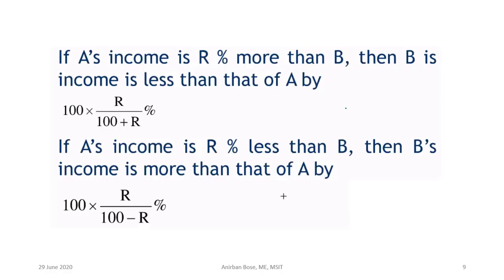Now see another formula, which, if you can remember, will help in some of the problems. If A's income is R% more than B, then B's income is less than that of A by R by (100 plus R) into 100%. Similarly, if A's income is R% less than B, then B's income is more than that of A by R by (100 minus R) into 100%. In this way, if you can remember these, then in a very short time you can solve some of the problems. Let us see some examples.